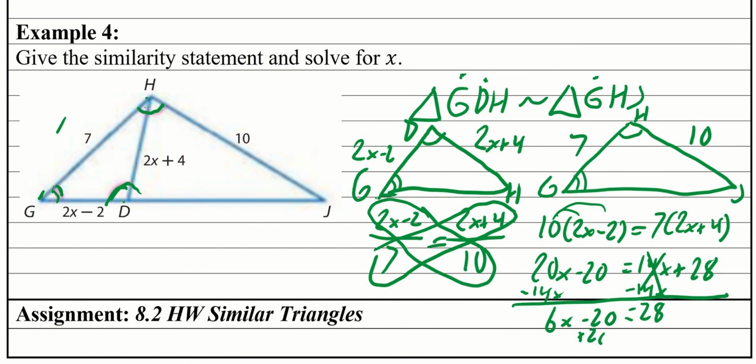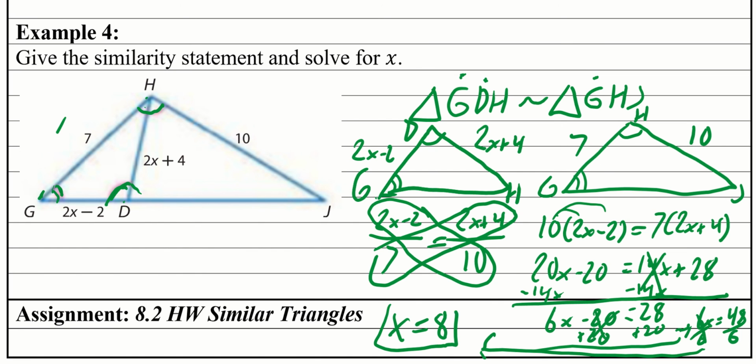Continuing here, I add 20 to both sides. Looks like I'm going to run out of room on my screen here, so I'll move this over. So we have 6x equals 28 plus 20, which is 48. And then divide by 6, and I'll write my answer over to the side. I get x equals 48 divided by 6, which is 8. Okay, and so this is my final answer here.